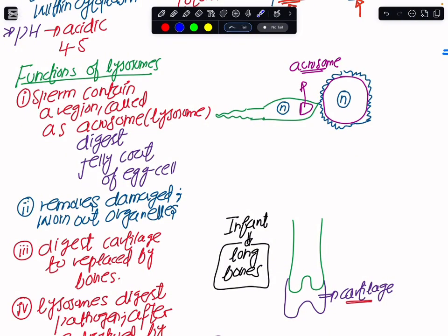So the situation is that in the head of the sperm cell we have this acrosome, and this acrosome is a specialized kind of lysosome that would release the hydrolytic enzymes out of it, and the jelly coat of the egg cell would be digested, and when this is digested, then the fertilization would be brought about.